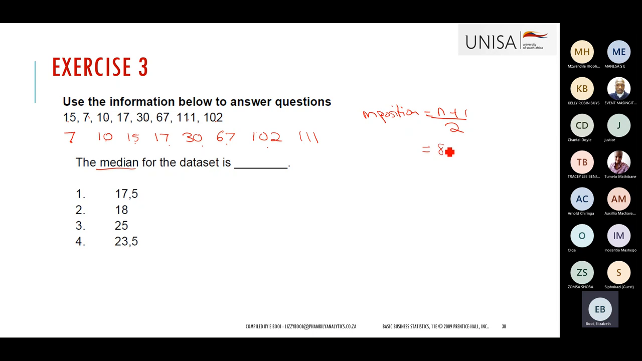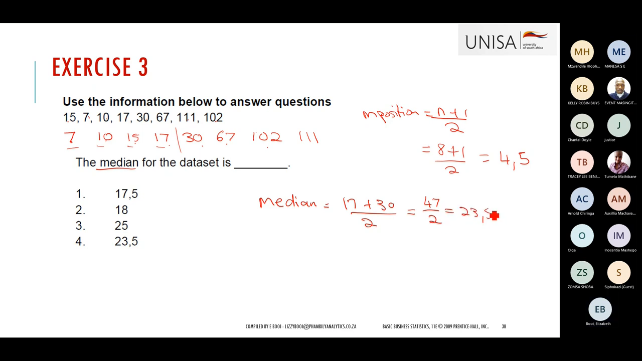So there were how many? 8 plus 1 divided by 2. What was the median position? 4.5. So we're going to count: 1, 2, 3, 4, 4.5. It's between 17 and 30. So our median is 17 plus 30 divided by 2. So it's 47 over 2, which is 23.5. And then you can come and check your answer. Remember, do not skip steps. Only in the exam can you use shortcuts, but while you're still practicing and learning concepts, try and write down everything, all the steps.